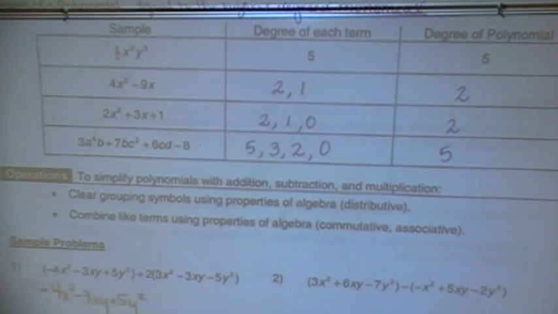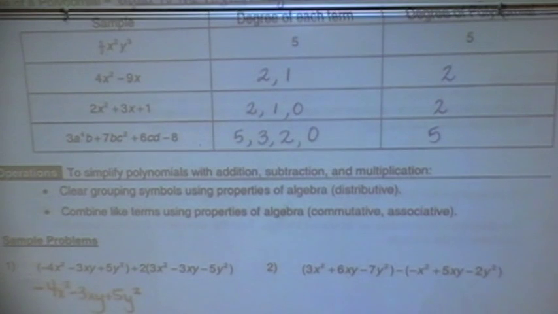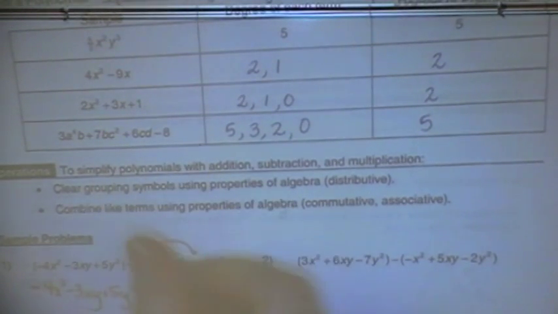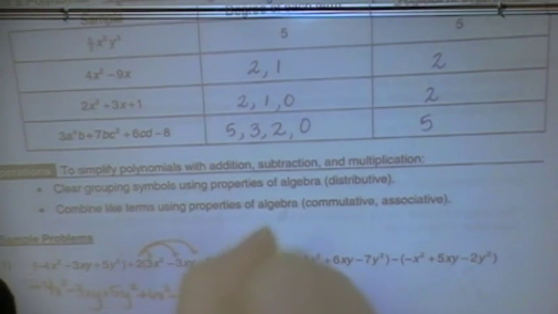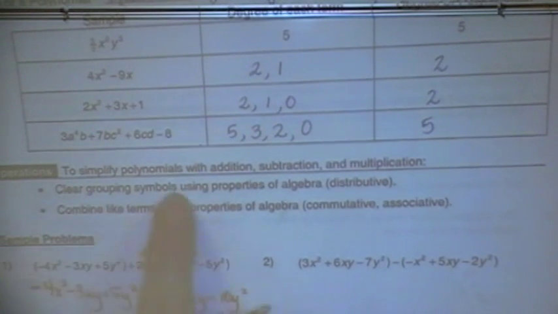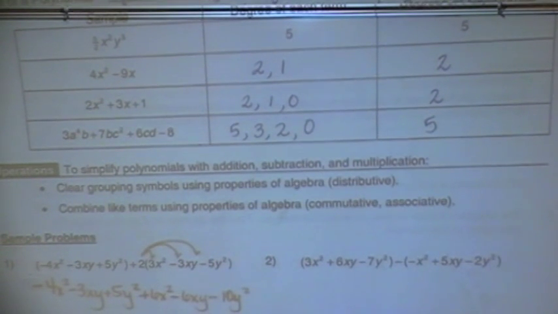But my second set of parentheses is there to show distributive property. So I'm going to go ahead and distribute, plus 6x squared minus 6xy minus 10y squared. So we just took care of bullet number 1. We cleared the grouping symbols. Now we want to combine like terms. Now in order to be like terms, what has to be true?